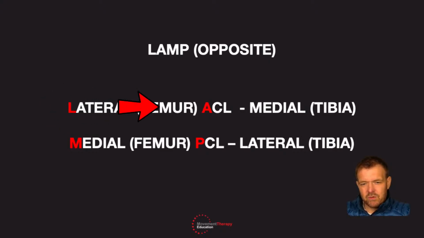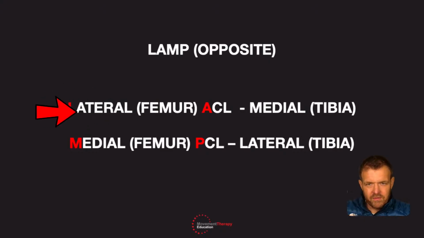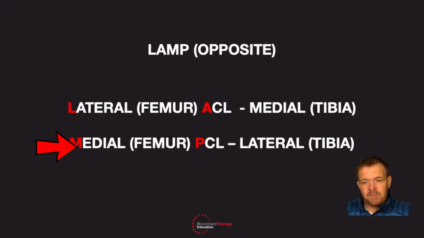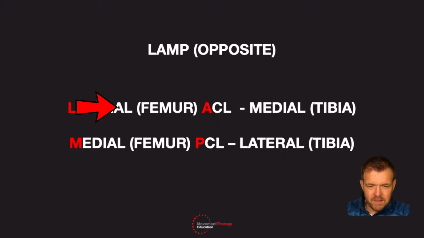So you always start on the femur with the first letter, and so the lateral is the ACL, and it attaches onto the medial tibia. And then the medial femur, which is the PCL, attaches onto the lateral aspect of the tibia. So that's your way to remember those.